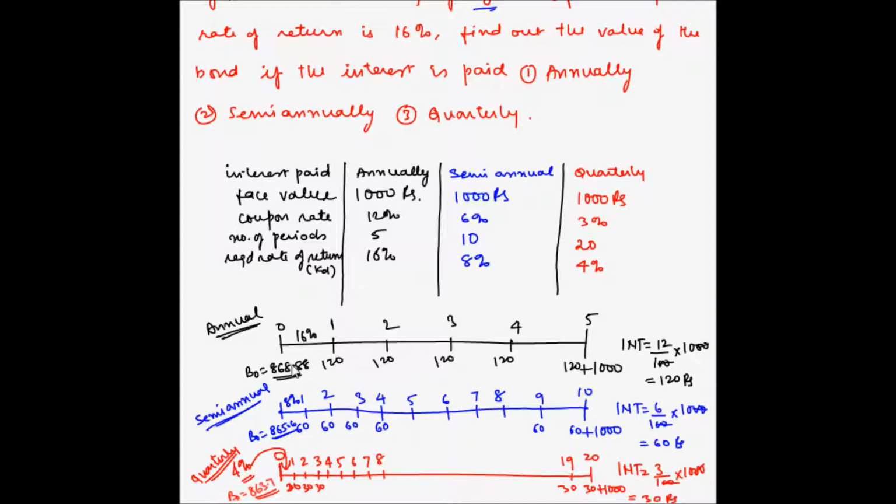So in case of annual payments, the value of bond came out to 868.88. In case of semi-annual interest payments, the value of bond came out to be 865.6. In case of quarterly payments, the value of bond came out to be 863.7 rupees. So as you can note, the value is decreasing when you move from annual to semi-annual to quarterly.